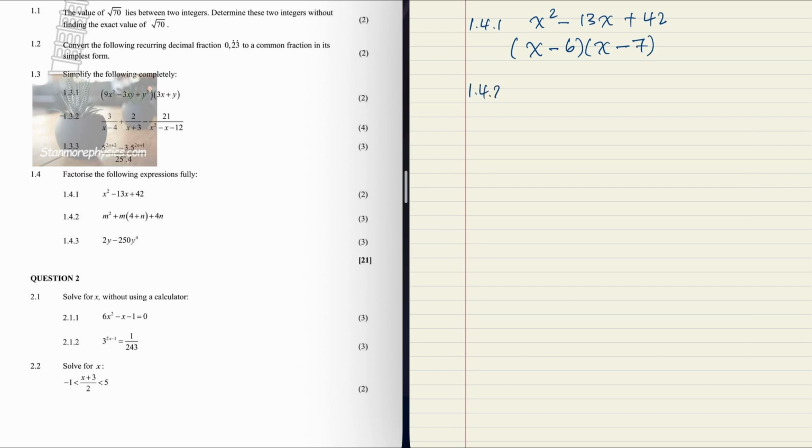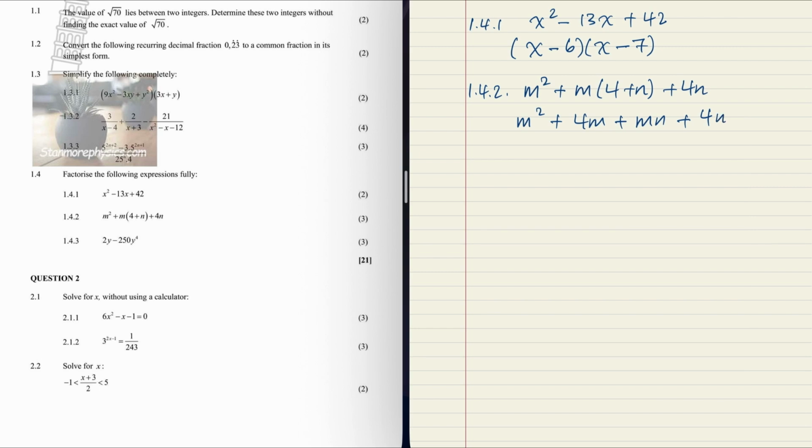Question 1.4.2, m squared plus m into 4 plus n plus 4n. Now first let's simplify by opening up the brackets. So m squared plus 4m plus mn plus 4n.